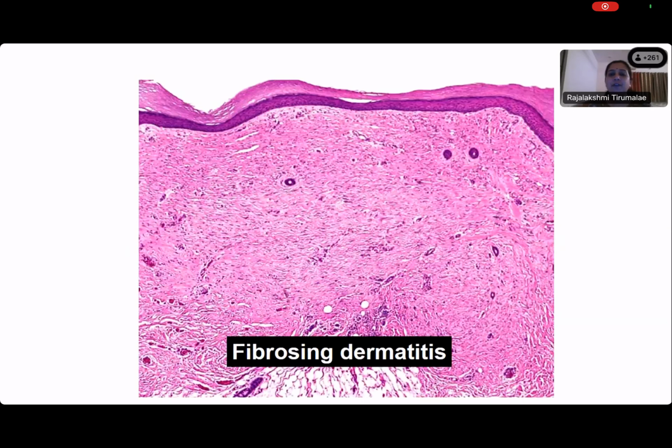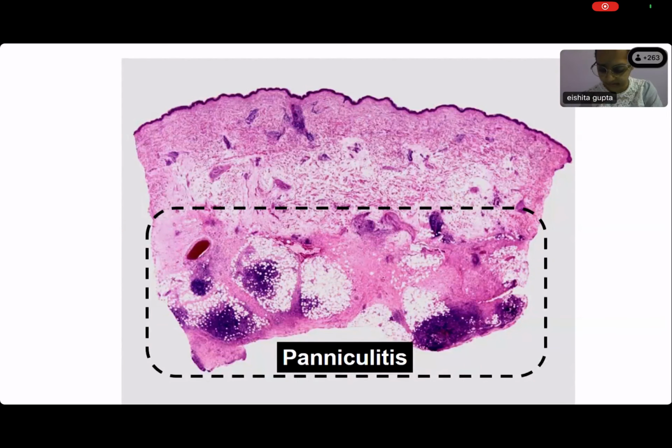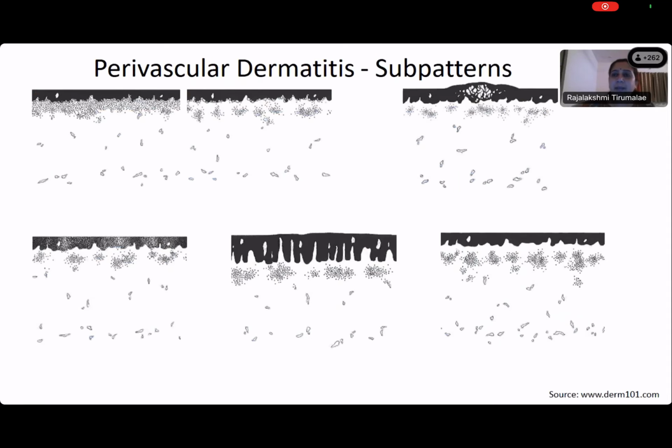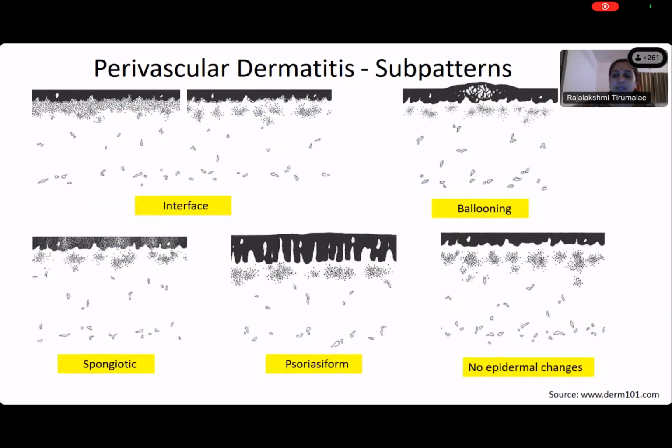This is followed by the fibrosing dermatitis, which is characterized by extensive fibrosis or sclerosis of the dermis. The last pattern is that of the panniculitis. The second step is to identify the subpatterns. For example, if you take perivascular dermatitis, it is associated with a host of changes, especially in the epidermis, in the form of interface, ballooning, spongiotic, psoriasiform, or sometimes there are no epidermal changes.